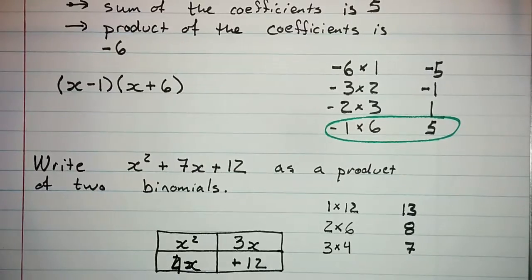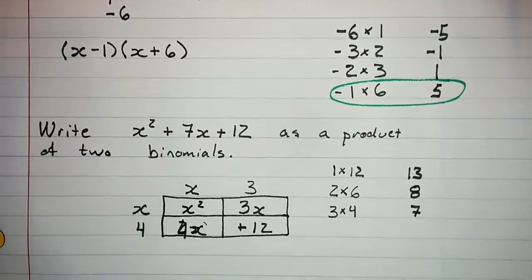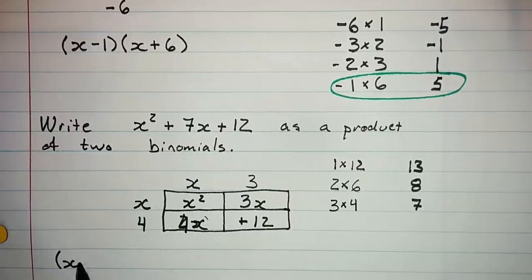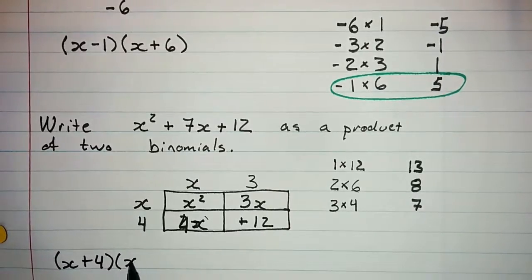What common factors do we see in this row? Well, an x. And in this row, a 4. What's left in this column? X times what gives me x squared? X times x gives me x squared. Does x times 4 give me 4x? Why, yes, it does. X times what gives me 3x? X times 3 gives me 3x. Does 3 times 4 give me 12? Why, yes, it does. What are my factors? X plus 4 times x plus 3.